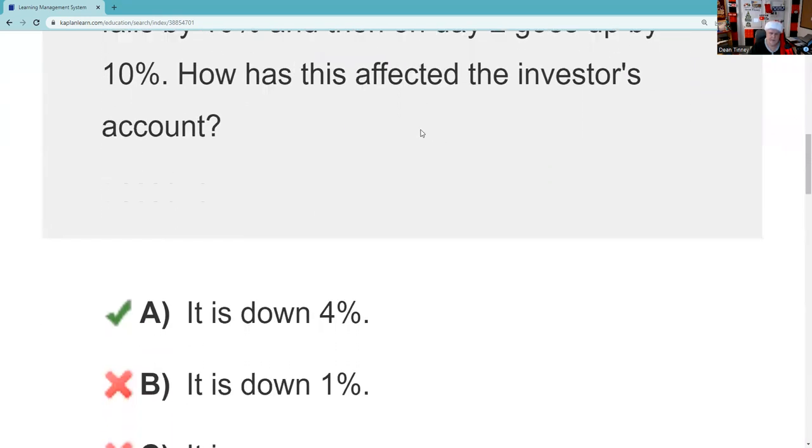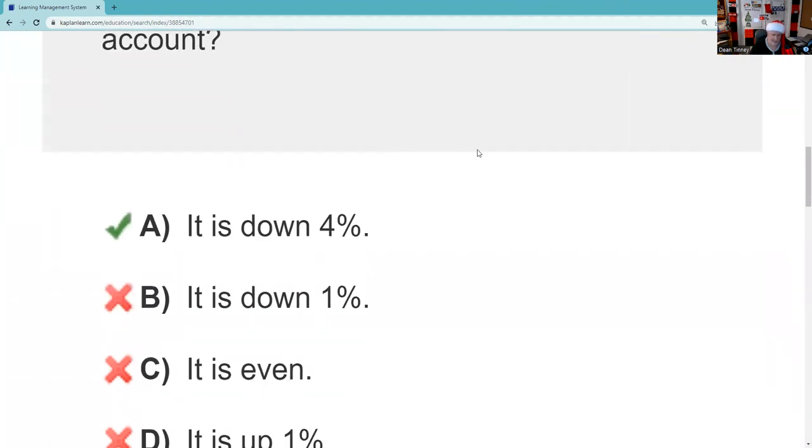There we go. Boom. Down 1%? No. Kaplan's pretty good on how to mess this up. So maybe you thought, well, gee, the index is at 99 and it was 100. Remember, we were at 100, we went down 10, that's 90, went up 10, 10% of 90 is 99. So the index is down 1%, but not you. You're down 4%. Let's see, it is even. Again, a good miss. I think, okay, it went down 10, it went up 10, it's a wash. No. I just illustrated mathematically that's not true.